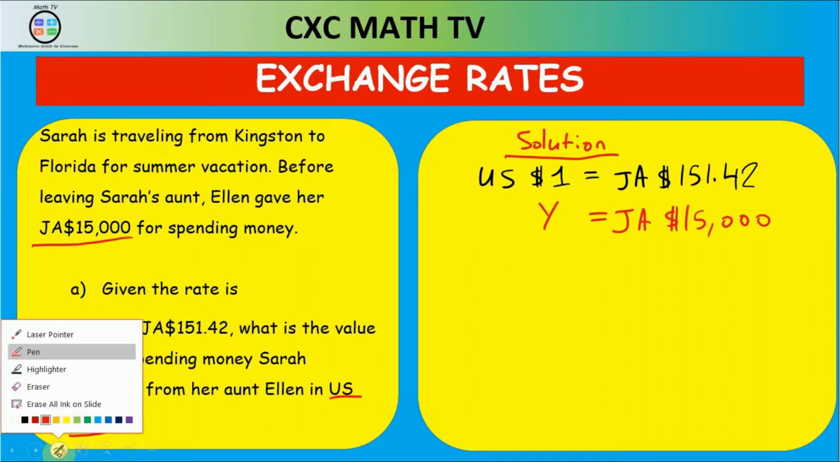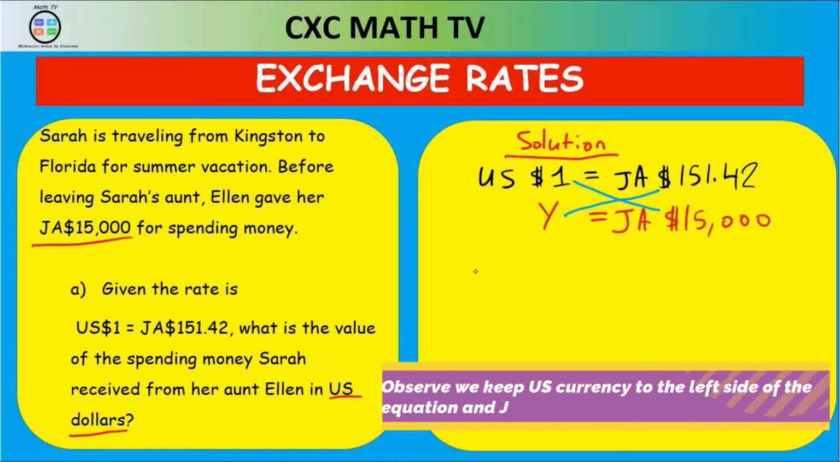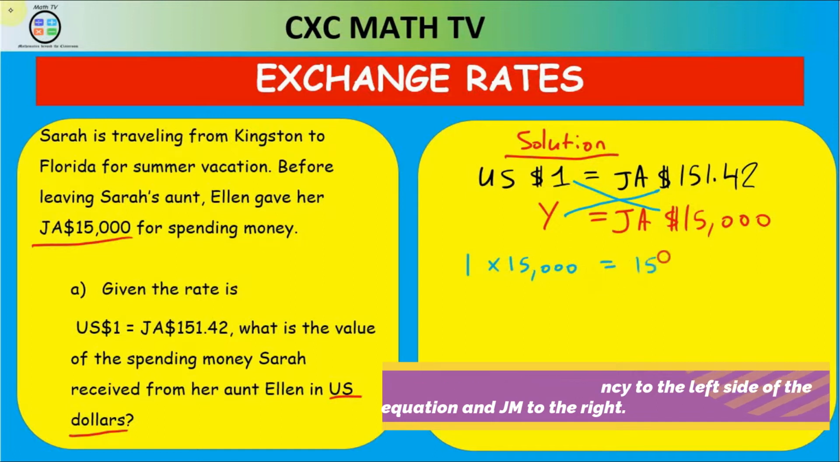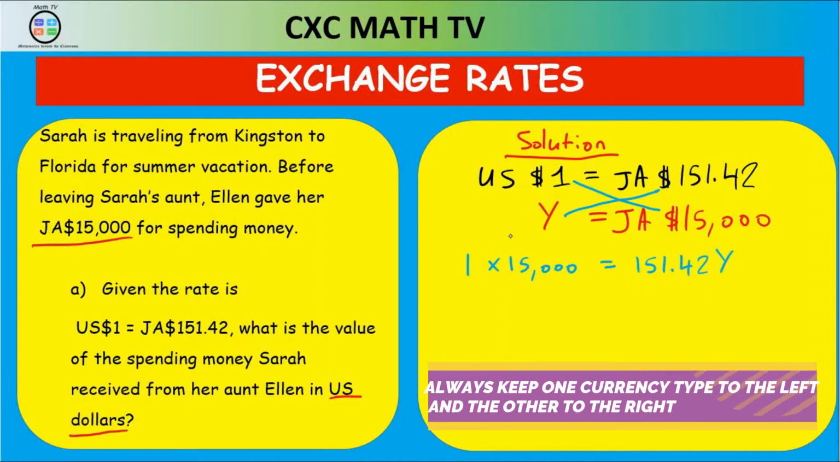This is how we're going to do this question. All we're going to do is use a technique known as cross multiplication. Look how I bring over the 1: 1 times the 15,000, and it's going to be equal to 151.42 times y. That's known as cross multiplication. So you work out 1 times 15,000, which is equal to 151.42 times y, where y is in US dollars.